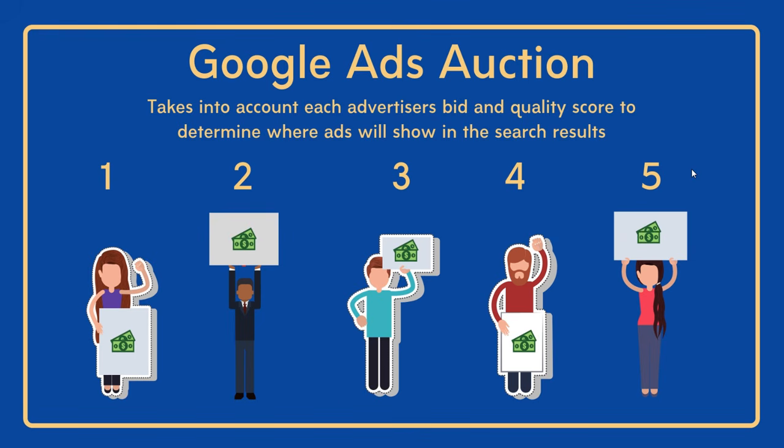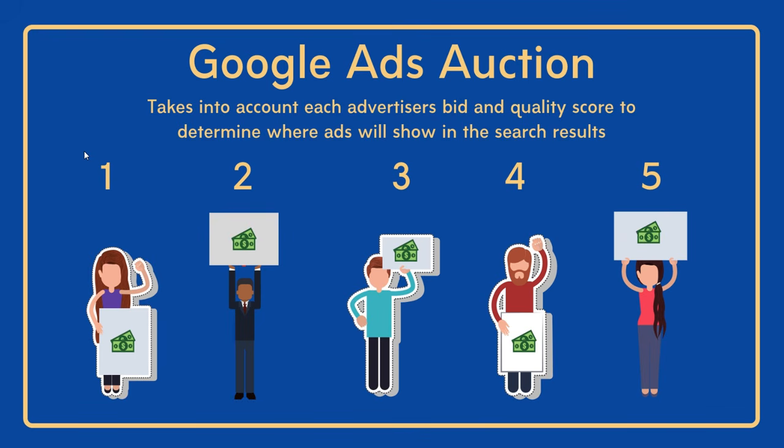This last one over here is going to get the last position because usually that means you're either bidding way too low or your quality score is too low. Now, quality score is a huge factor, so advertisers that have really high quality scores can actually bid less and still get the first position here. So you can have a better ad rank.